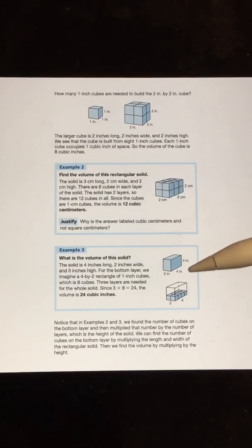All right, what is the volume of this solid? So we have 2 inches, 4 inches, 3 inches. As you can see, they're showing that you're filling up the space that is within it. 2 times 4 is 8. 8 times 3 is 24. So 24 cubic inches. All right.